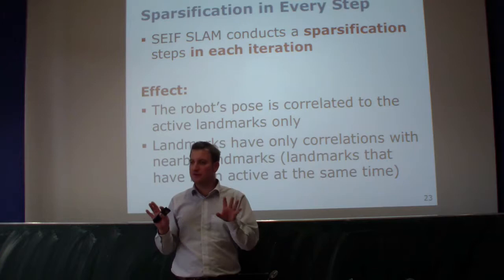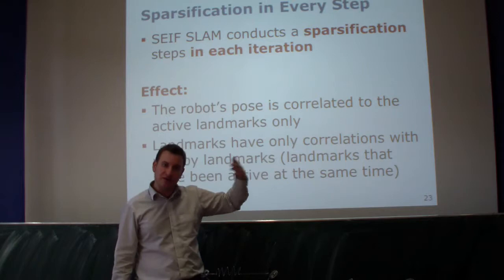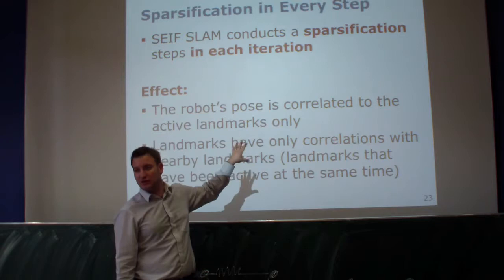Is it kind of clear? So has everyone understood why, after the sparsification step, even if you do it in every iteration, over and over again, this matrix stays sparse? This is a little explanation of why this is the case.